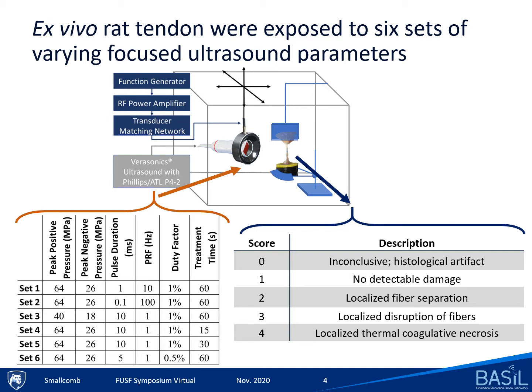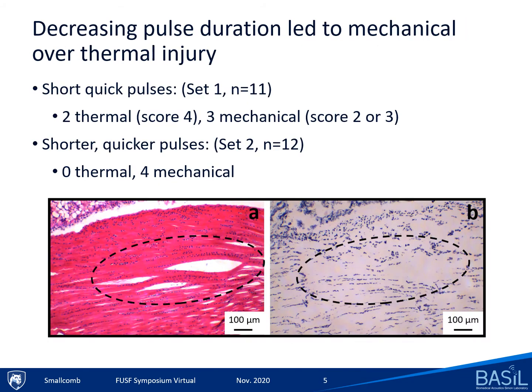So from this table, a score of 2 or greater would indicate that there was focused ultrasound induced damage, but a score of 4 would indicate that we're now getting into the thermal realm rather than the mechanical disruption we want. So here are some key findings from my results. We saw that decreasing our pulse duration led to more mechanical rather than thermal injury.